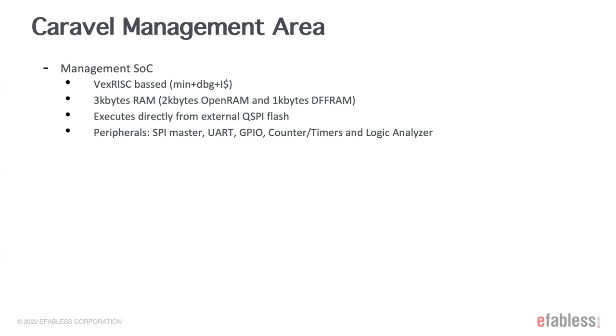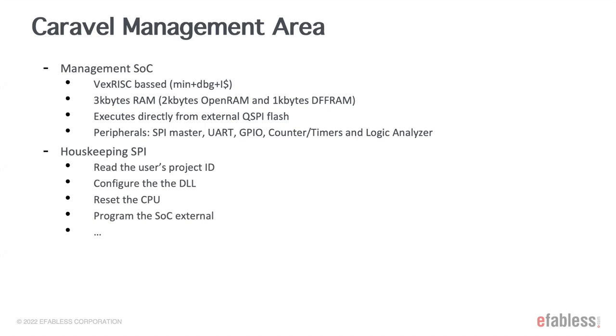The SoC contains peripherals, and these peripherals include an SPI master controller. We have a UART. We have two timers counters. We have a single GPIO pin. And we have a logic analyzer. The logic analyzer has 128 probes that enable the management SoC to probe some internal signals in the user's project, as well as drive some signals. So we can use it to observe and to control signals inside the user's project. This will be clear when I discuss an example project that we did and are offering for you to examine and customize.